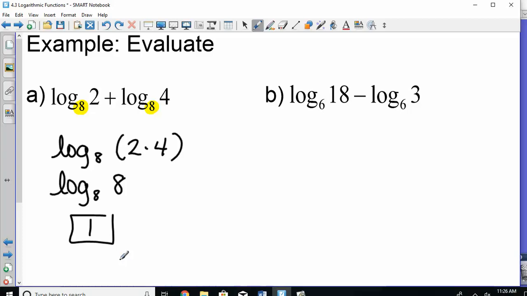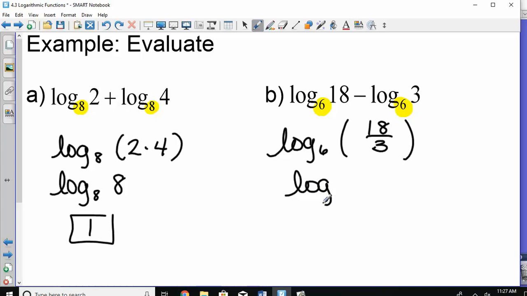B. This is one that you couldn't do. 6 to some power equals 18, that's not obvious for us at all. But these have the same base, so we can combine them. When you combine them, you only write the log one time. If things are subtracted, how do you put them together? Division. So that's 18 divided by 3. 18 divided by 3 is 6. Log base 6 of 6 is, again, 1.